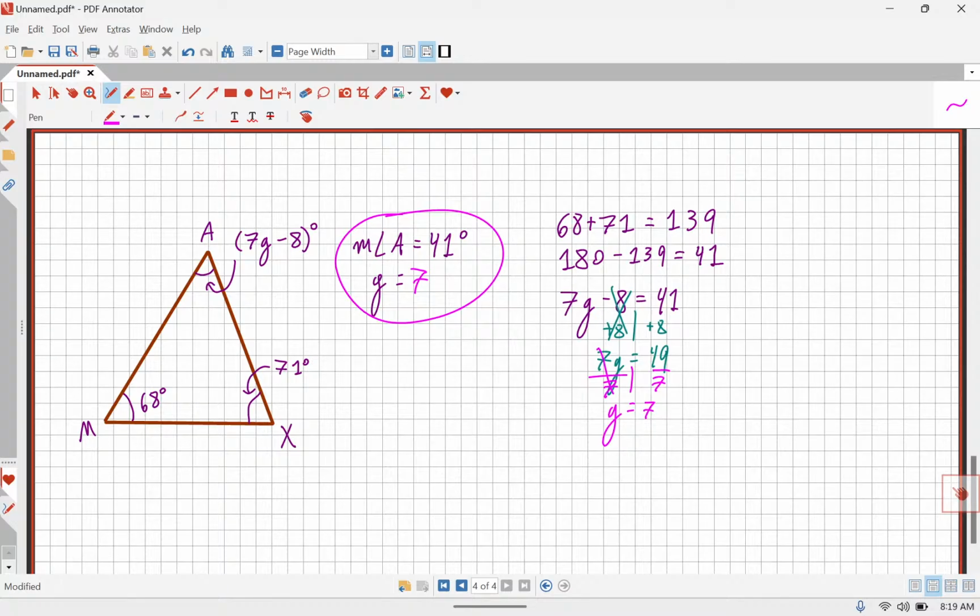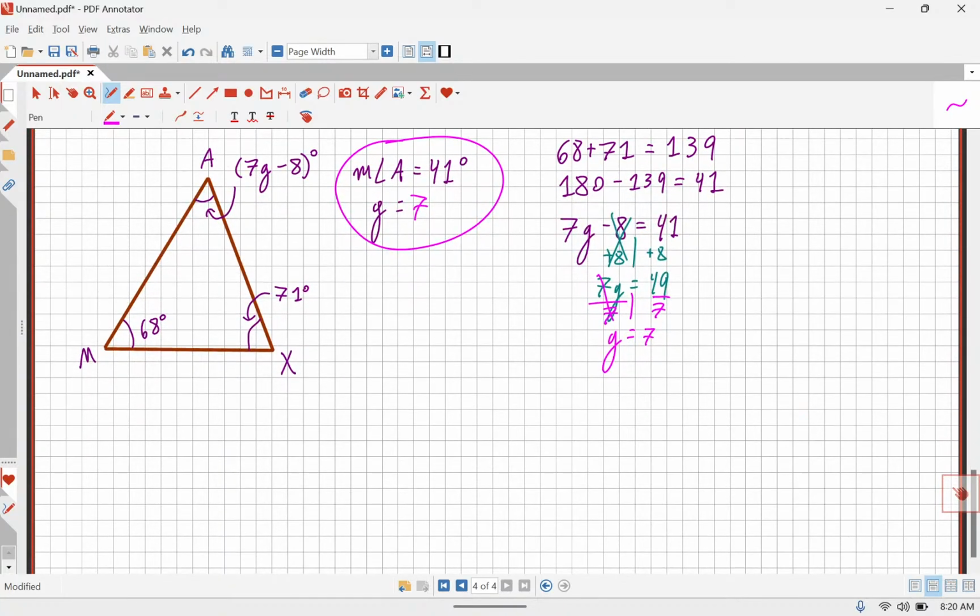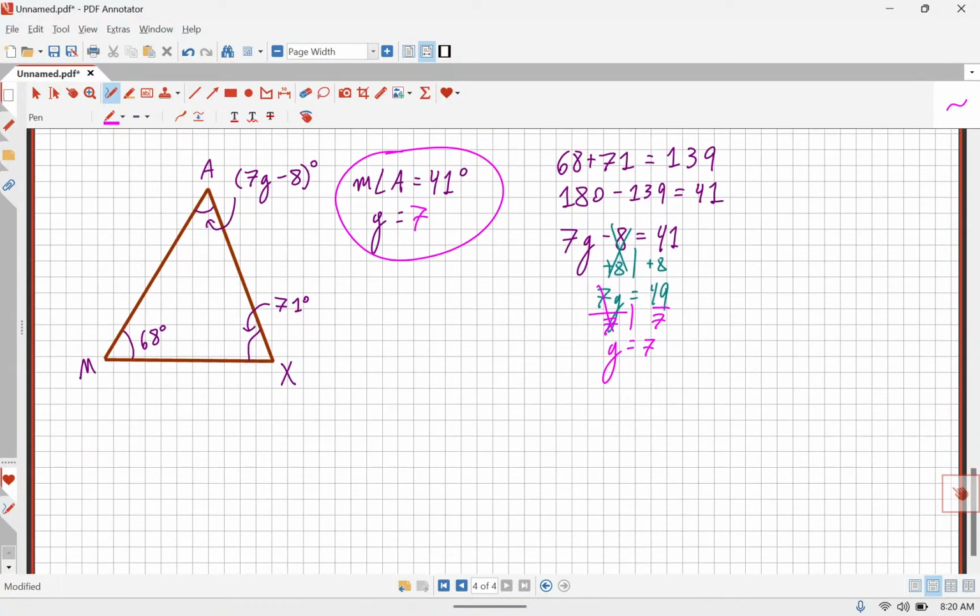Guys, I want to show you something that's going to be super important tomorrow. I'm going to introduce a little bit of why. Izzy, did you get the same answer? Izzy got the same answer. Izzy found the G first. She found it before she found the 41. Izzy, will you tell us how you found the G without finding the 41?